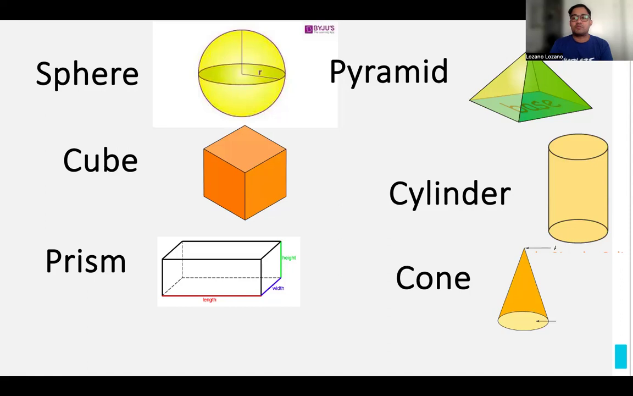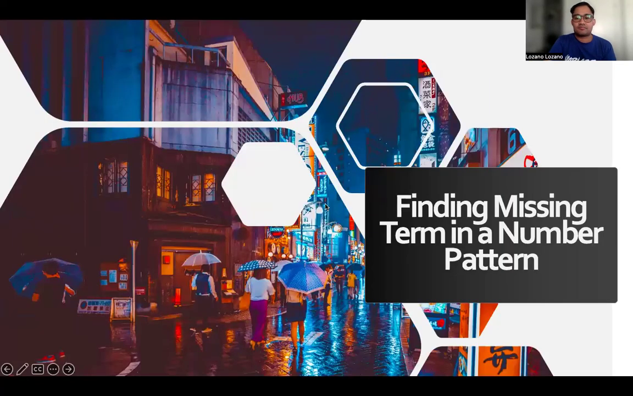Okay, so again, sphere. When we talk about sphere, it is like a ball. A cube is like an ice cube or a dice. A prism, it's like a shoebox. A pyramid, the pyramid that we know, the Sphinx pyramid. The cylinder, the can, and the cone, that is the ice cream cone. Okay.